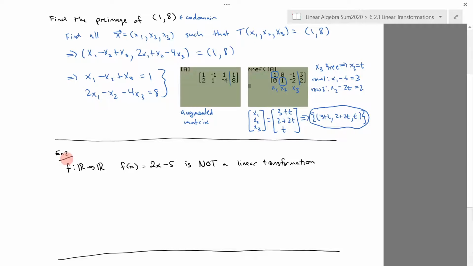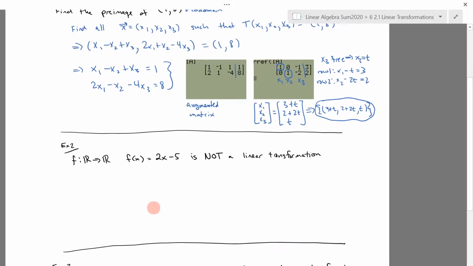So in the second example on this page, we're looking at the function we discussed in the first page. The function f of x is 2x minus 5 from the set of real numbers to itself. The claim here is that this is not a linear transformation. To see that, we check the two properties.